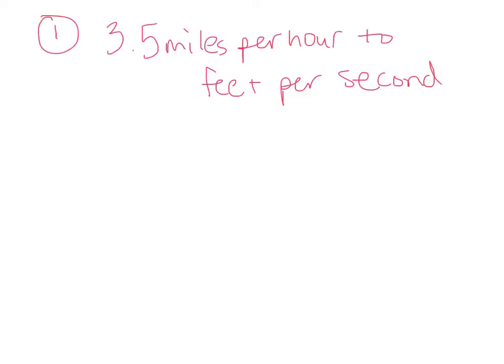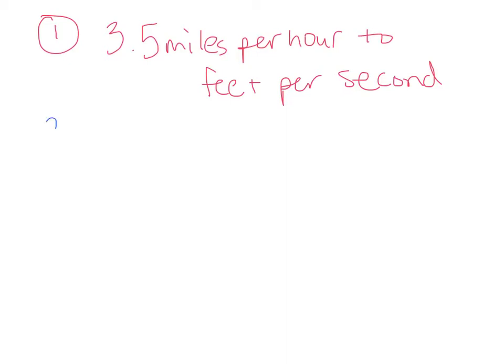So let's get started. Number 1, 3.5 miles per hour. They want to change that to feet per second. So if you can go 3.5 miles in 1 hour, how many feet can you go in each second? This is where we're doing a double conversion. I'm just going to write it down first.